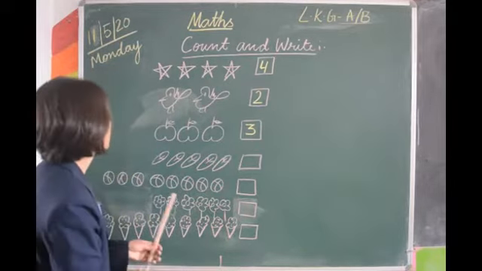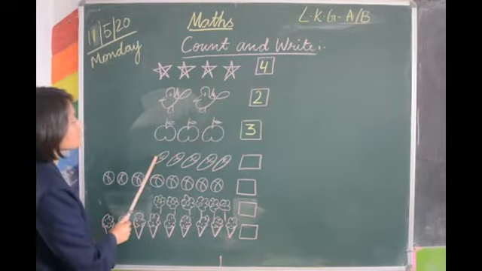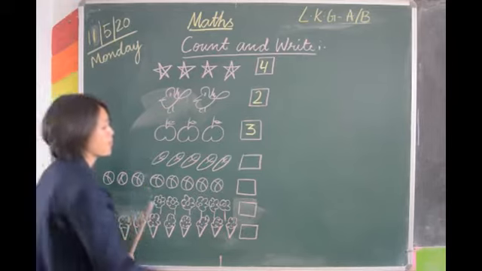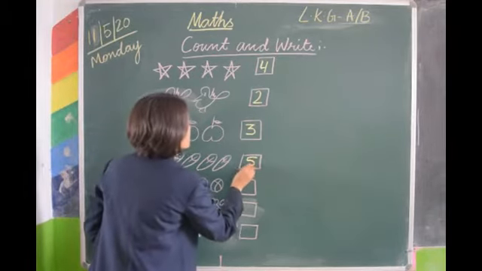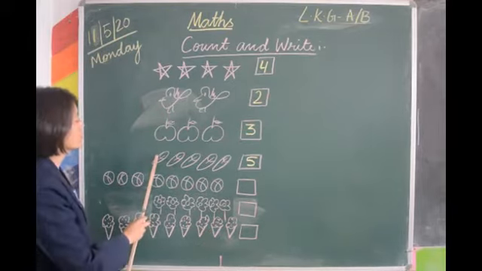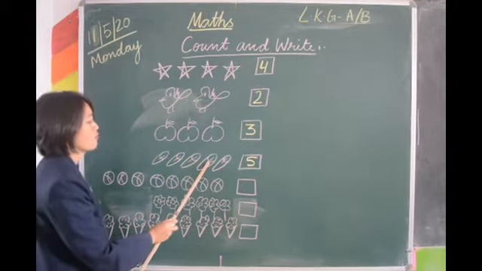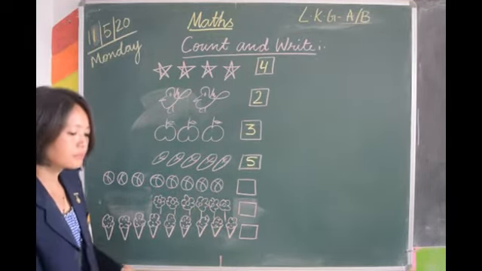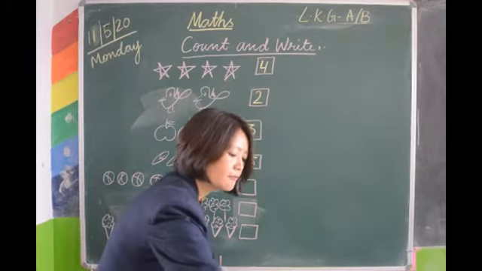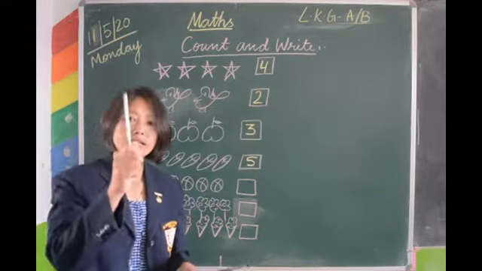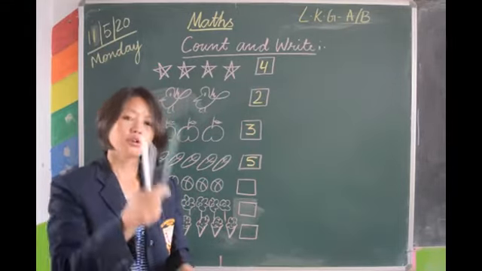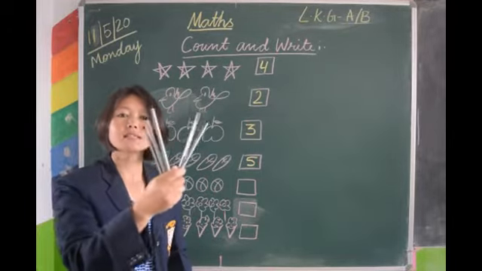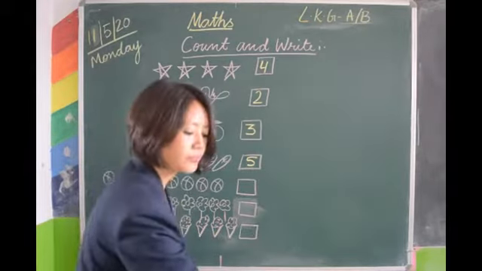Now here let's count the picture. 1, 2, 3, 4 and 5. So we'll write 5 here. Once again 1, 2, 3, 4 and 5. So we have written 5 out here inside the box. So once again we'll count 5 pencils. 1, 2, 3, 4 and 5. There are how many pencils? There are 5 pencils.